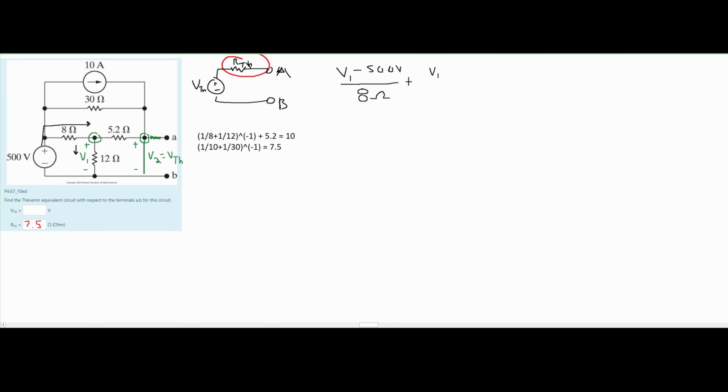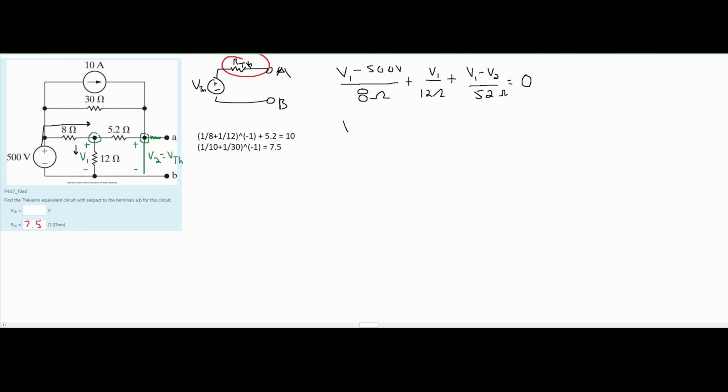We're going to have a V1 over 12 ohms of resistance, and lastly, we are going to have our plus V1 minus V2, and this is all happening over our 5.2 ohm resistor. By the law, we set it equal to 0. We can simplify this a little bit.